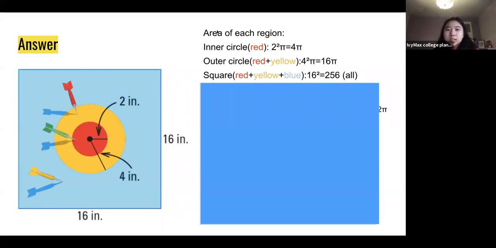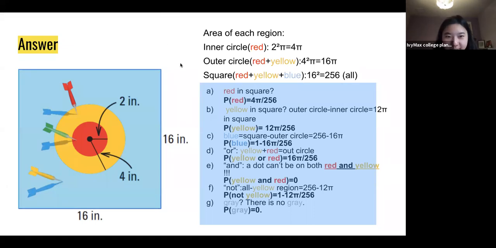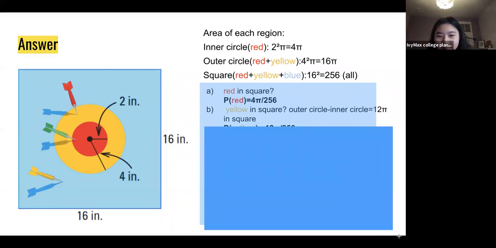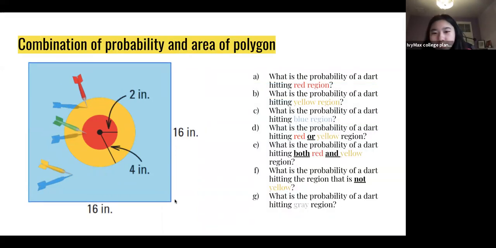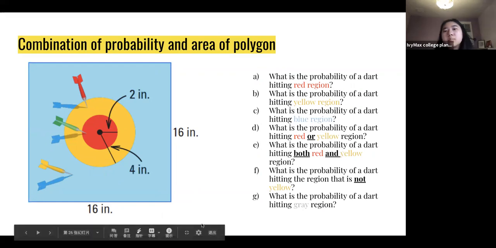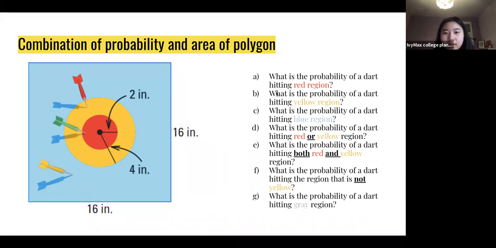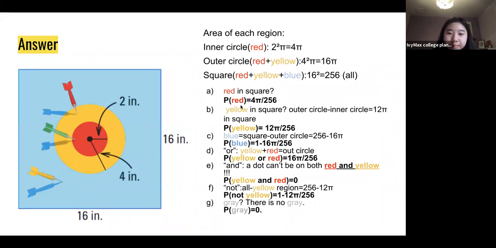Okay, so let's check B together. B is asking you what is the probability of a dart hitting the yellow region. So it's asking what is the probability of the yellow region? Just use the formula that I gave you guys for this one.